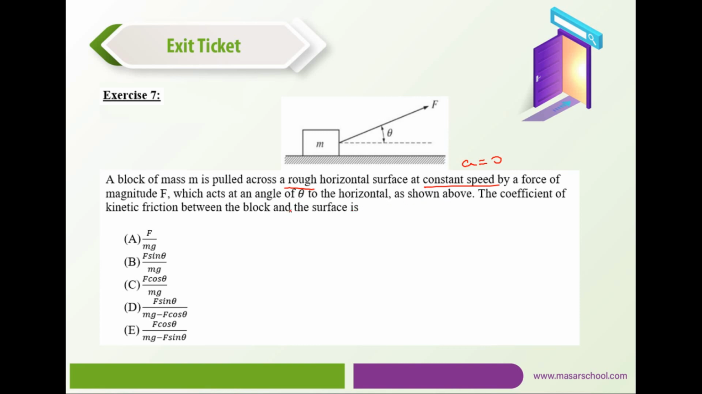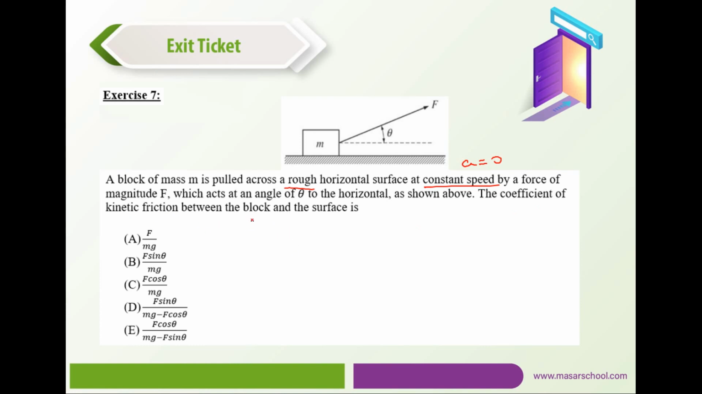The coefficient of kinetic friction. Now here pay attention. Although the acceleration is 0, we have motion, and whenever we have motion, then the friction is kinetic. So don't think that kinetic friction is related to acceleration. Kinetic friction is related to the state of motion, or friction can come in two flavors based on the state of motion, whether we have motion or no motion. And as we know, motion has several types: constant acceleration or zero acceleration. Here we're in the case of zero acceleration. So we need to determine the coefficient of kinetic friction.